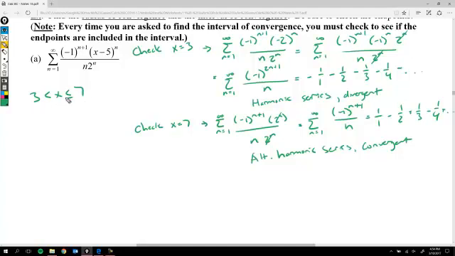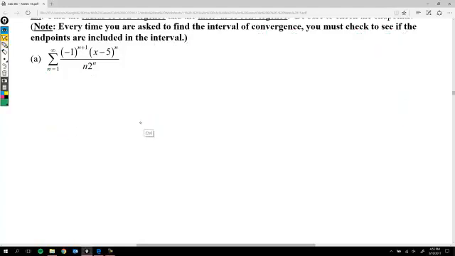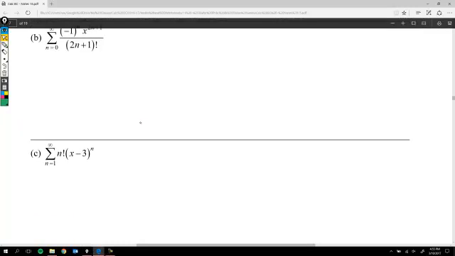So if you plug any number in between 3 and 7, including 7, in for x, you will get a convergent series. That's what we just found. So this is my interval of convergence, and my radius of convergence is r equals 2, which is what we found at a previous step. Kind of a long process, but let's move on.